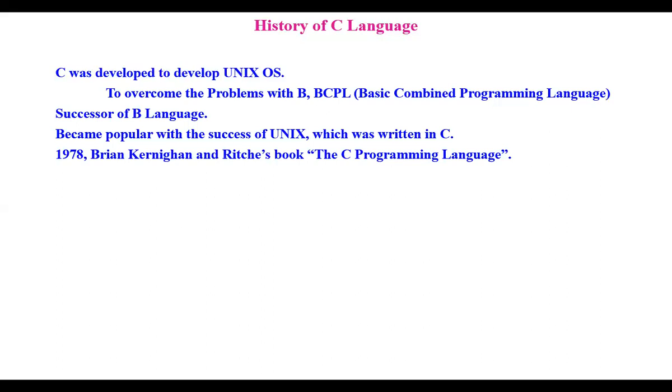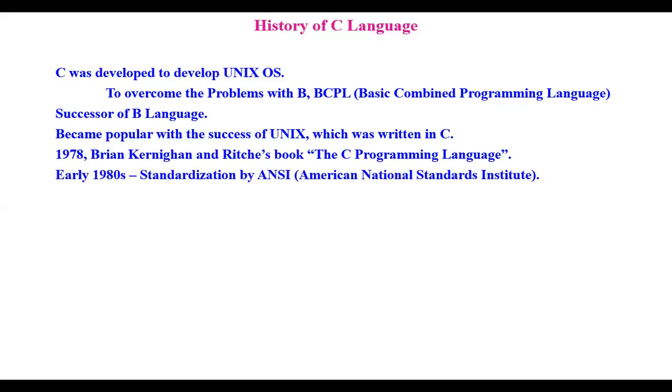In 1978, Brian Kernighan and Ritchie came out with a book entitled The C Programming Language, and it gave an impetus to the development of C. And in the early 1980s, standardization by ANSI, American National Standards Institute, was done, and that laid the foundation for the further development of it.